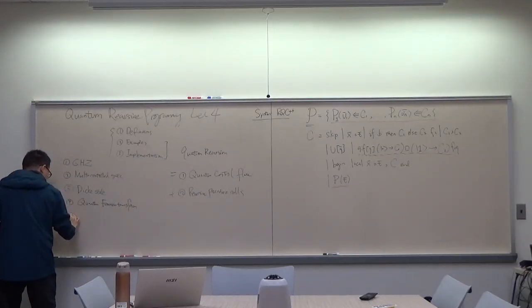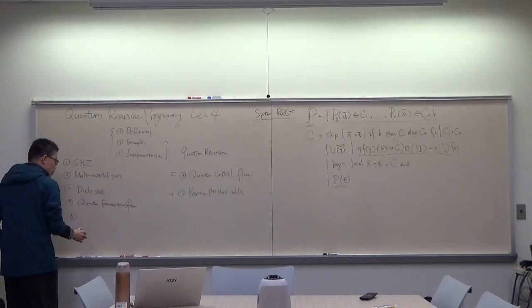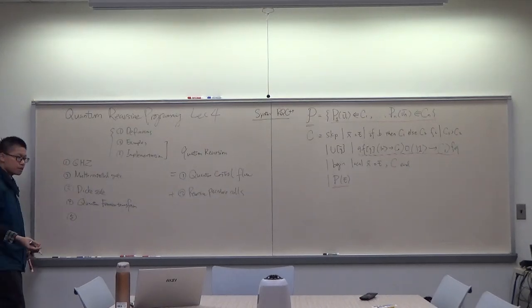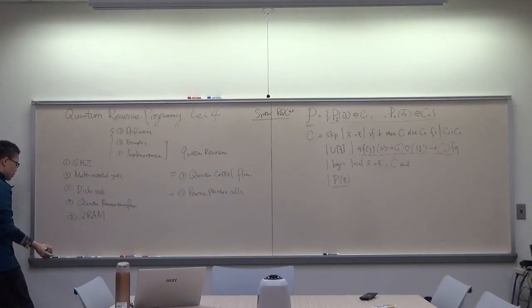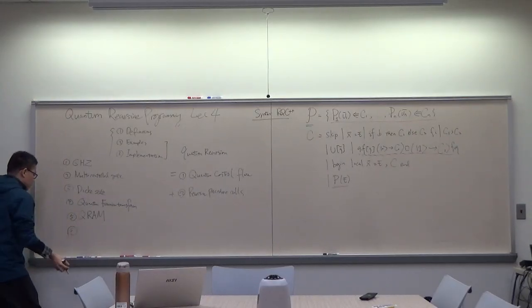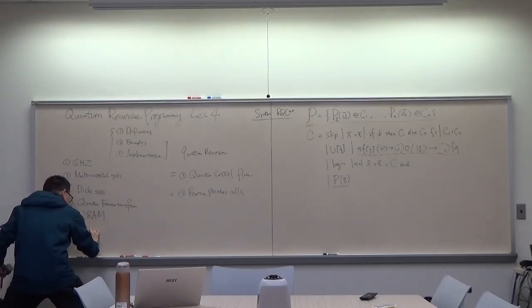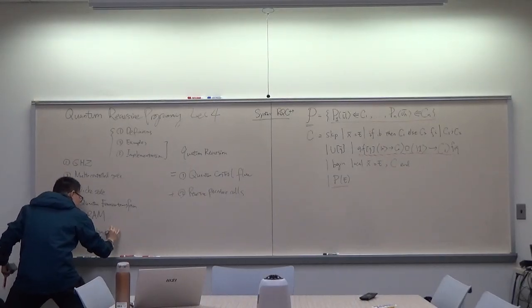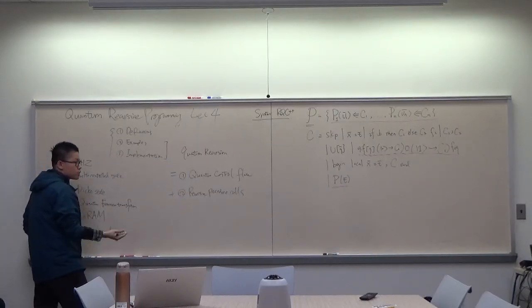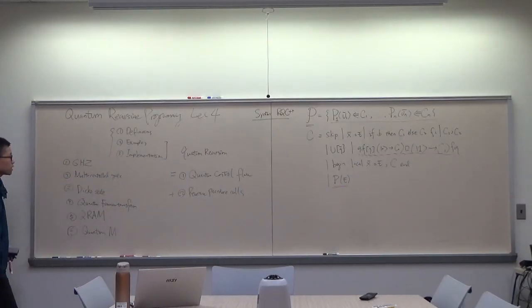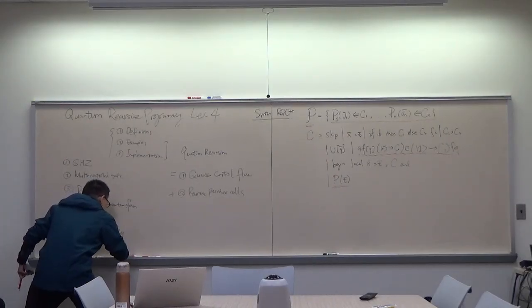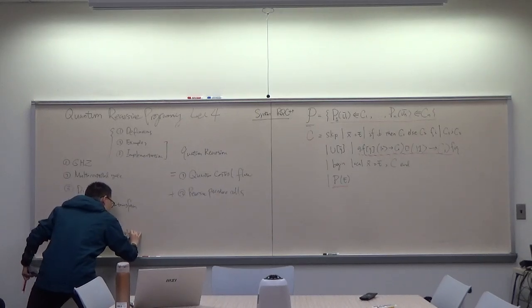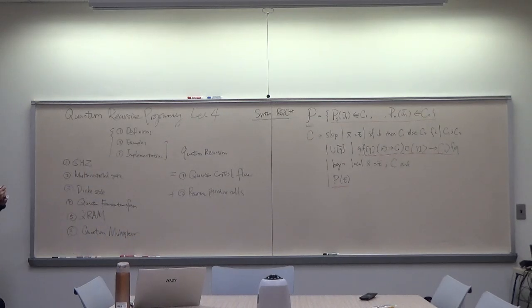I will also give you an example of circuit implementation of quantum random access memory, whose shorthand is QRAM. And finally, I will give you an example of quantum multiplexer. This example will also be a motivation for the efficient implementation of quantum recursive programs. So that's today's examples. Okay, great.